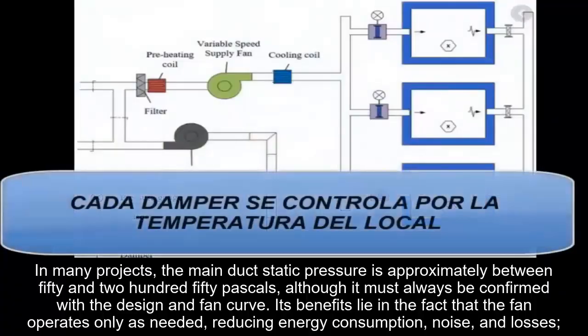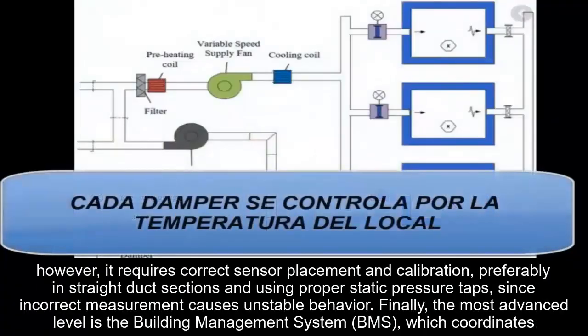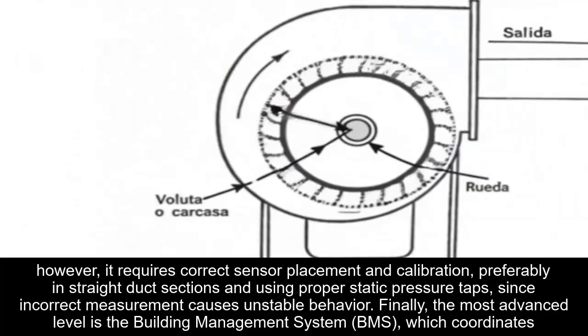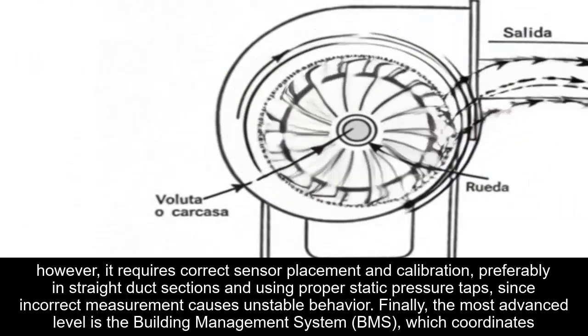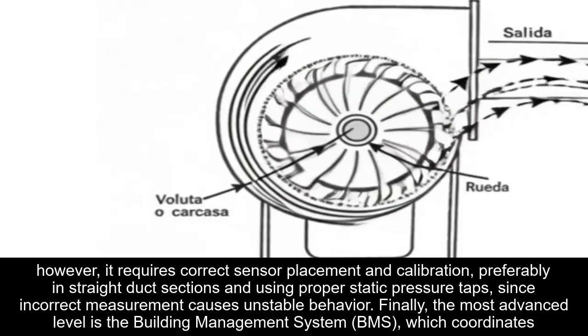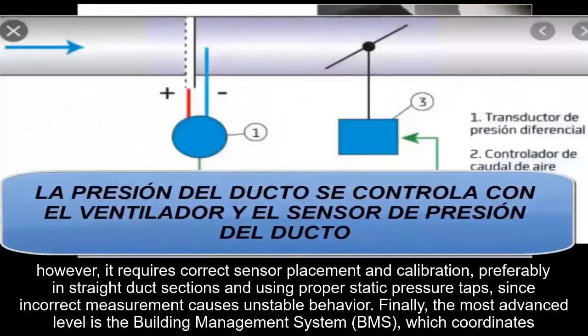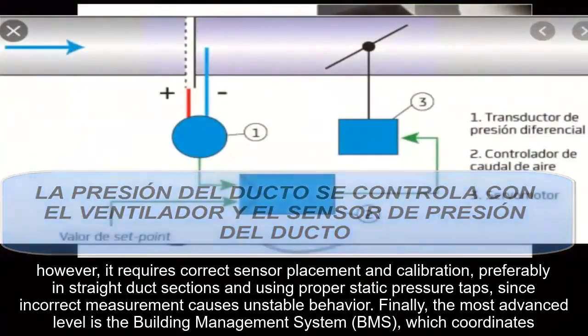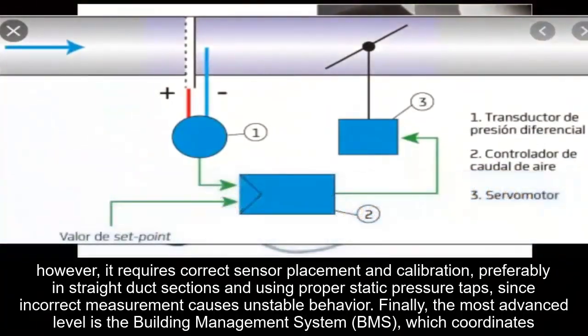Its benefits lie in the fact that the fan operates only as needed, reducing energy consumption, noise, and losses. However, it requires correct sensor placement and calibration, preferably in straight duct sections and using proper static pressure taps, since incorrect measurement causes unstable behavior.